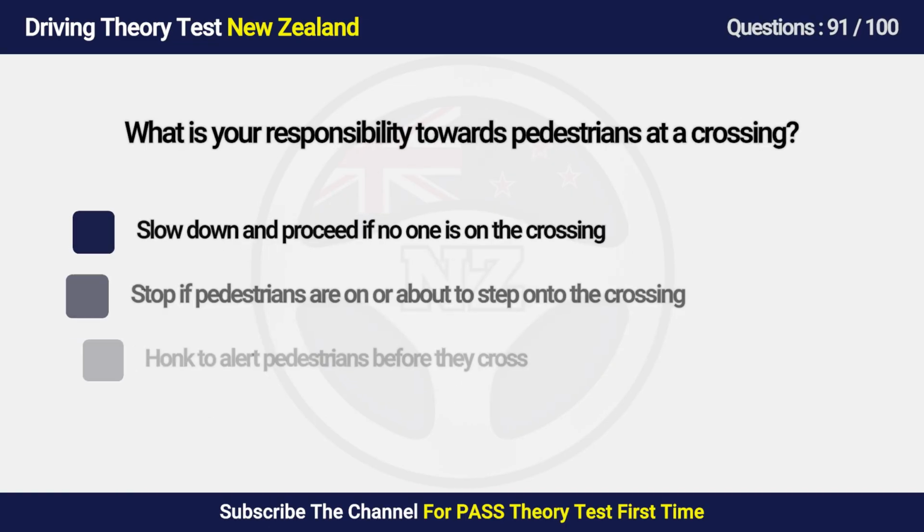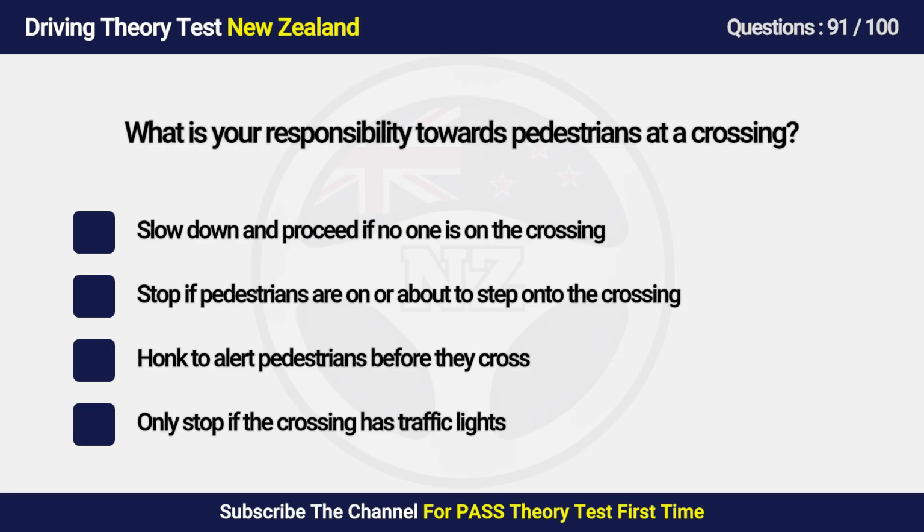Question 91. What is your responsibility towards pedestrians at a crossing? A. Slow down and proceed if no one is on the crossing. B. Stop if pedestrians are on or about to step onto the crossing. C. Honk to alert pedestrians before they cross. D. Only stop if the crossing has traffic lights.